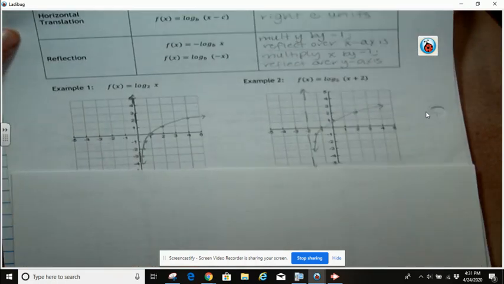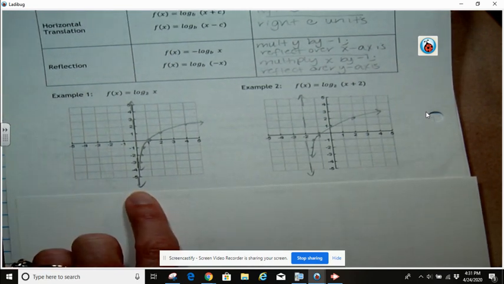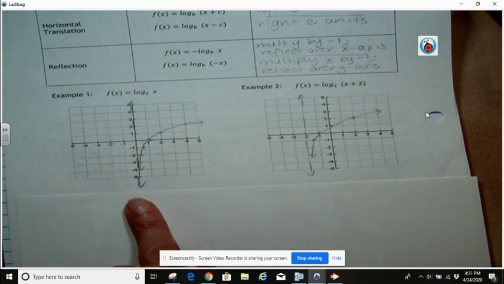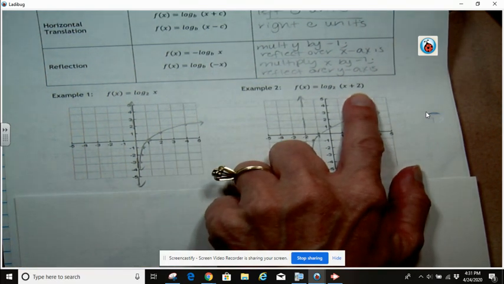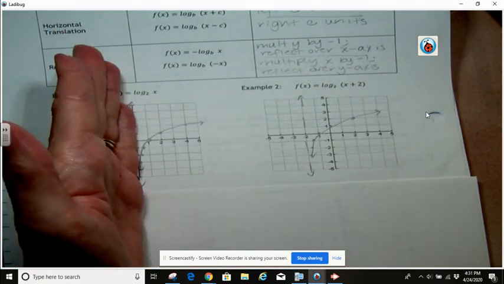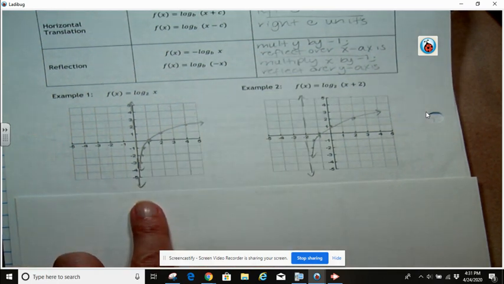So let's look at some of those graphs. So this is the parent function that we already graphed originally. So it's the same values that I've already graphed. This is the same function, except this would move left 2. So the vertical asymptote shifts left 2, and all other points shift left 2.